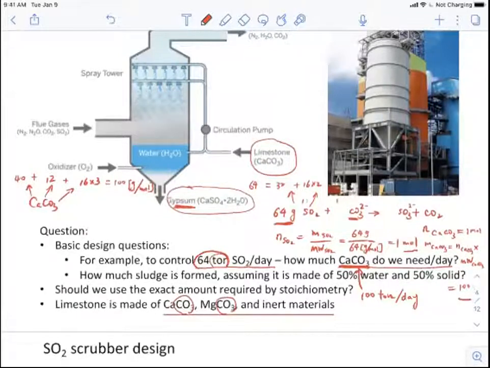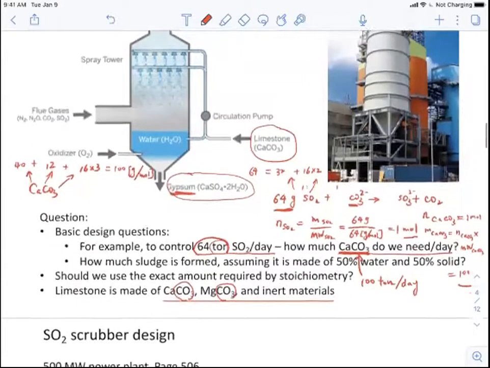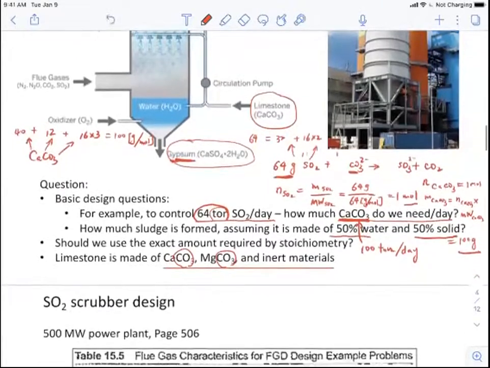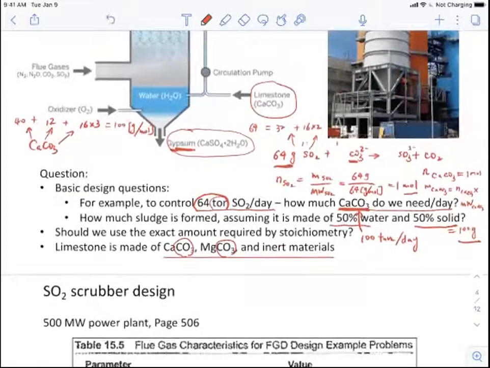And then what about the product rate, or the sludge production rate? The second question asks how much sludge is being formed, assuming that it's made of 50% water and 50% solid. This is again based on the stoichiometric ratio. So if you write out this chemical reaction equation again: sulfur dioxide reacting with calcium carbonate to form calcium sulfite first, and then carbon dioxide.